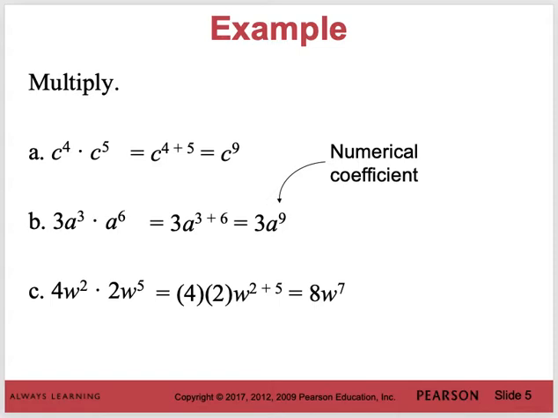Our variables stay the same, and since we have the same variable, we add our exponents. So we would add the exponents 4 plus 5 to get c to the 9th power, add the exponents 3 plus 6 to get 3 times a to the 9th power, and add the exponents above the w, 2 plus 5, multiplying our coefficients, 4 times 2, leaving us with 8w raised to the 7th power.